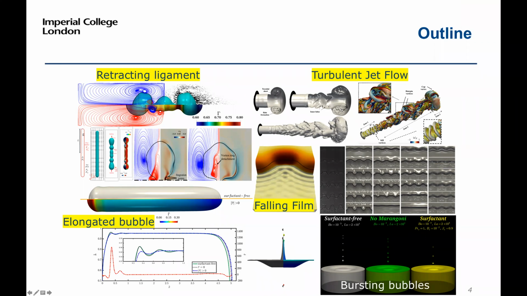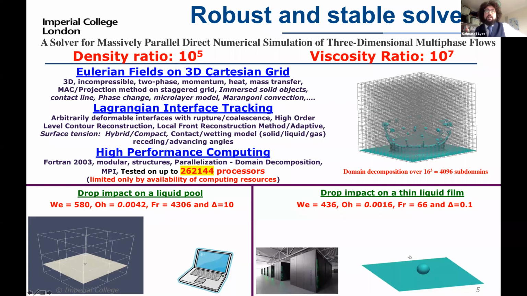And then we try to isolate mechanism. When you see this example of jet flow, it has a lot of singularities, coalescence, pinch-offs, and then we try to isolate mechanism and do them one by one through bursting bubble, a coalescence example, and then a film. Of course, when we deal with surfactants, you really need a robust code, able to simulate multi-scale and all phenomena.